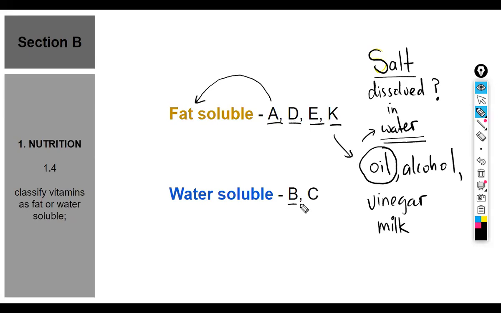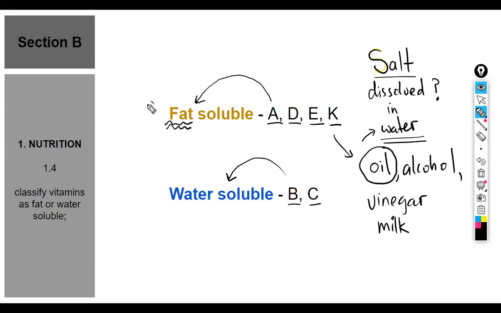However, vitamin B and C can only be dissolved in water. So you call them water-soluble vitamins. A, D, E, and K, you call them fat-soluble vitamins because they need a fatty liquid or a fatty substance to even attempt to dissolve.